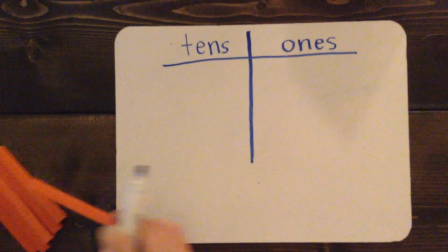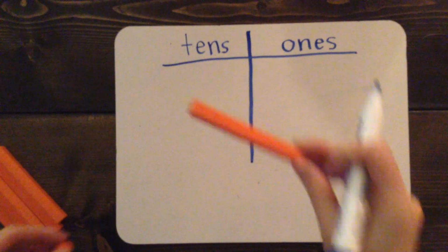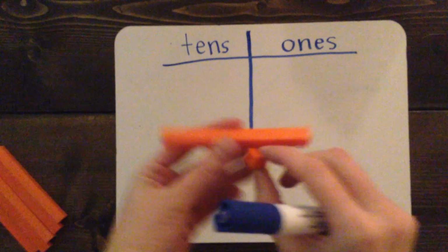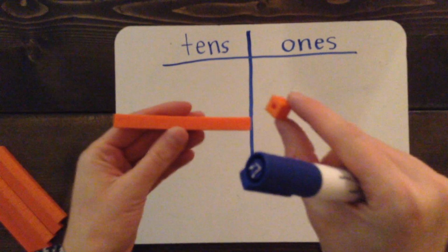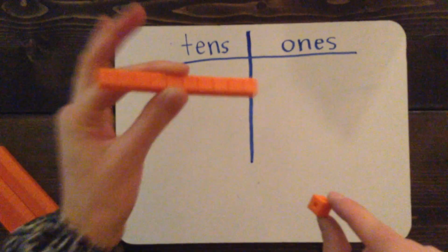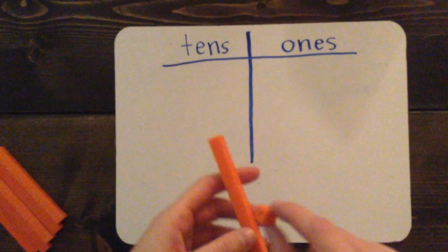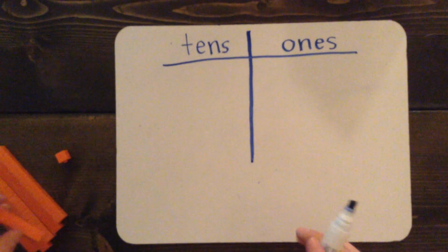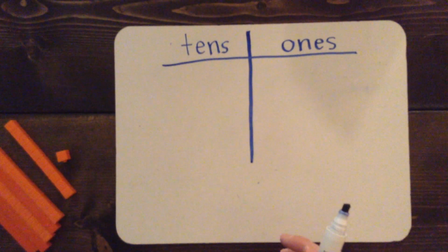We'll be using base 10 blocks. These are our tens and these are our ones. The reason it's called a tens block is because if you take 10 of the little ones and stick them together, they make a 10 block or a group of 10. We're going to practice making two-digit numbers and then building them on the tens and ones place value chart.